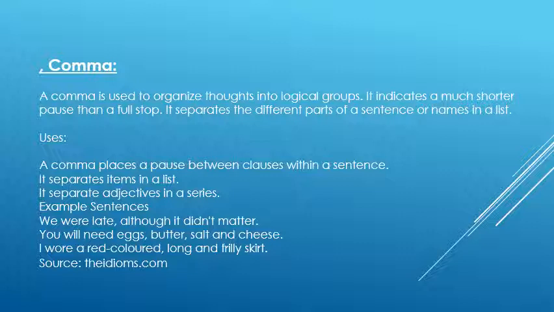Logical groups means if we are describing more than one thing, we need to put these in logical order by giving shorter pauses. It separates the different parts of a sentence or names in a list. As I was saying, it helps us to list different things. A comma places a pause between clauses within a sentence. It separates items in a list. It separates adjectives in a series.